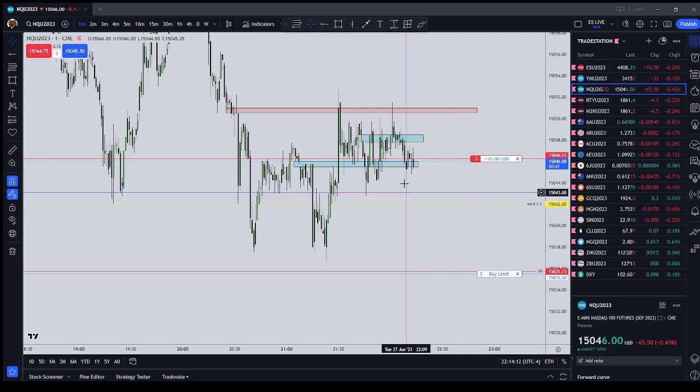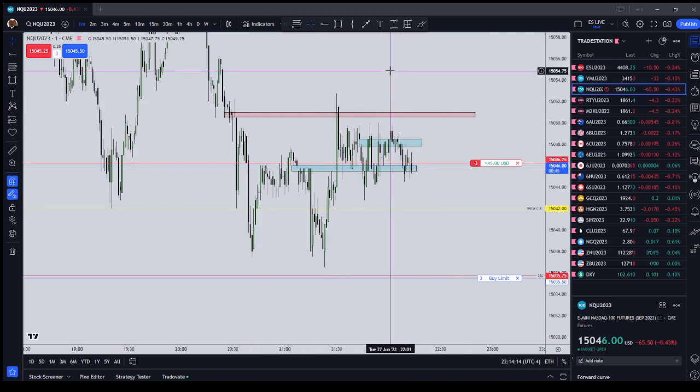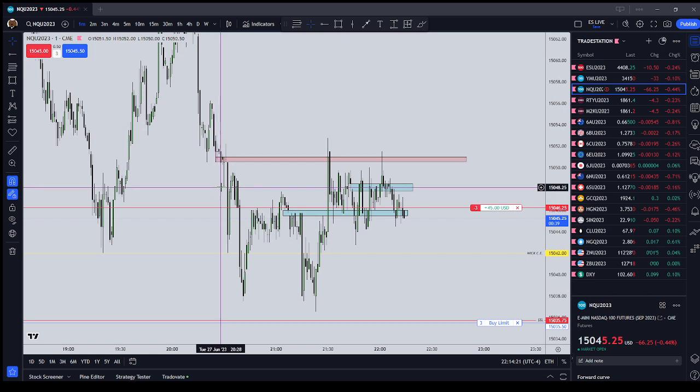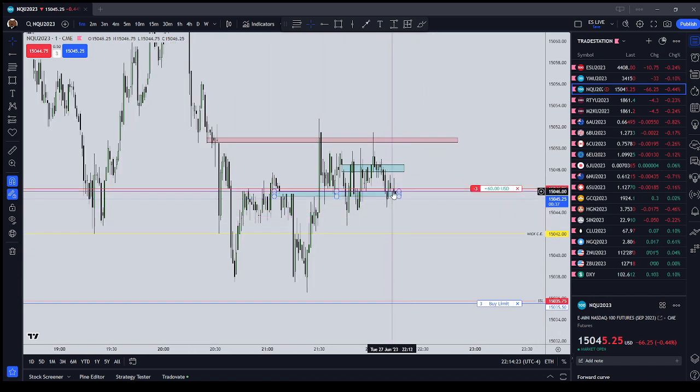At this point, the dollar index is starting to smother everything. And I think we're going to shoot lower now on the NASDAQ. Might be pretty quick. We've got a lot of price action above, balanced price action, balanced price range.